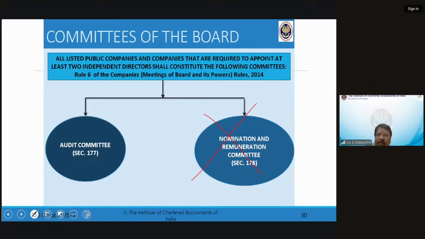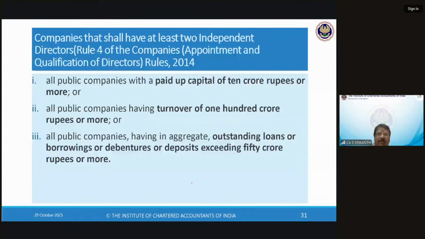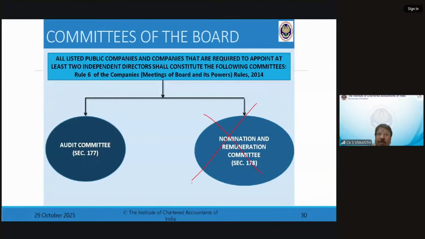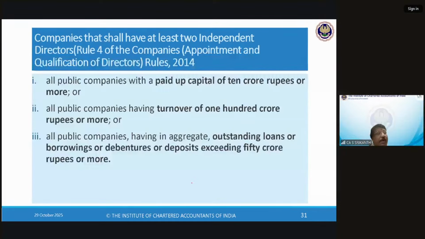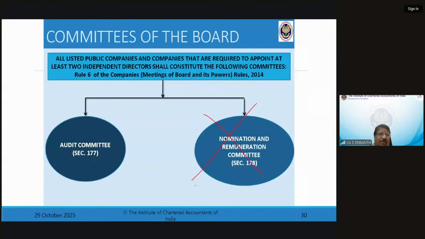This audit committee will also be responsible for selecting the auditor and fixing the remuneration. Thereafter, it will recommend it to the board, and the board will recommend to the shareholders, who will appoint and fix the remuneration. So certain companies which are expected to have at least 2 independent directors. Okay. So listed companies, this part of it is just for your knowledge. The idea is certain companies are required to have an audit committee.